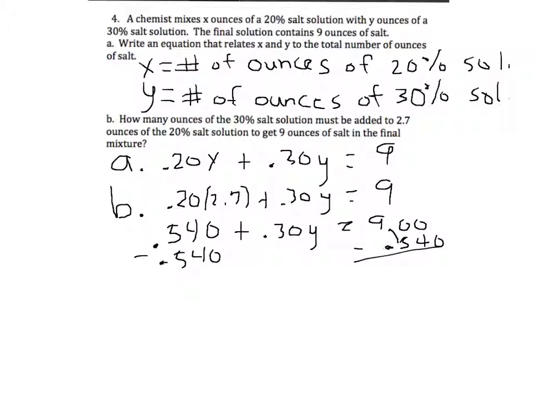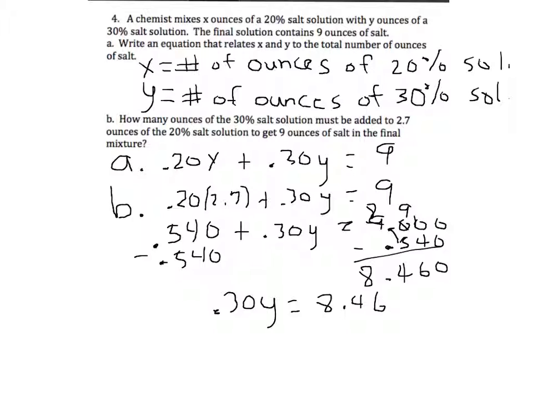And if we're subtracting that, we're going to have 0 minus 0 is 0. 10 take away 4 is 6. From that, so that's going to be 4. So it's 8.46 hundredths. And then we're going to have 0.30y equals 8.46.